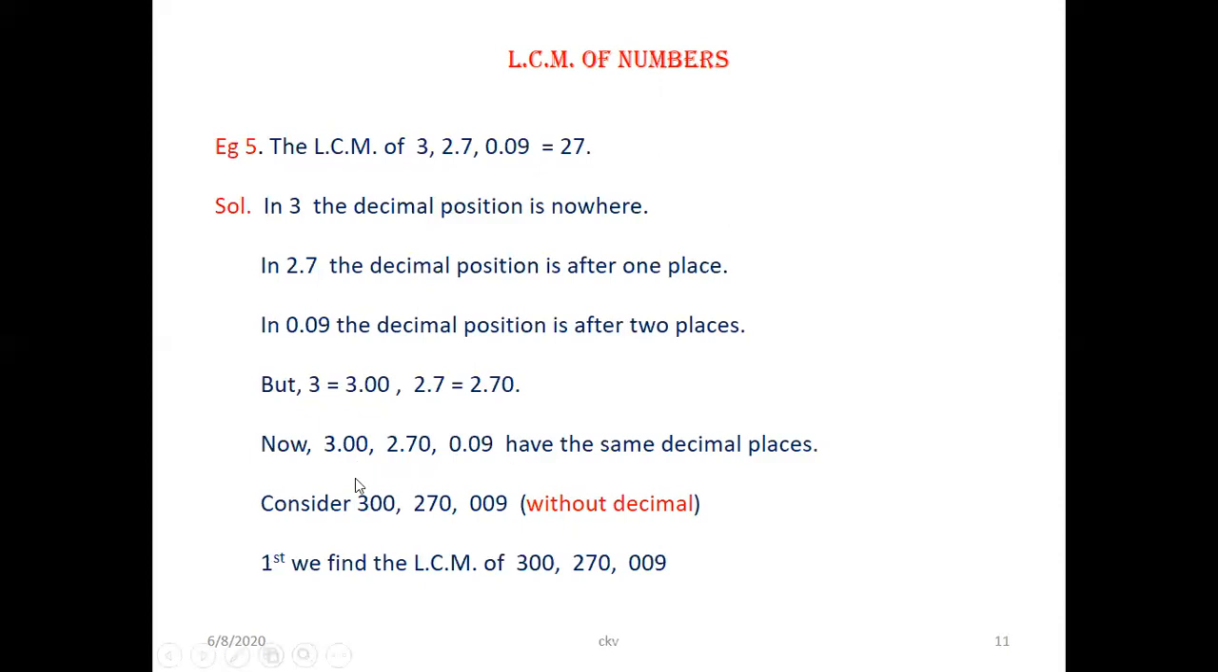What is the second step? After getting the numbers with the same decimal position, you have to take the numbers without the decimal. That means without decimal, 300, 270, and 009. 009 is the same as 9. Now here you have 3 numbers and there is no decimal. Like we discussed in previous slides, you can find out the LCM of these 3 numbers either by the common division method or by the factorization method.